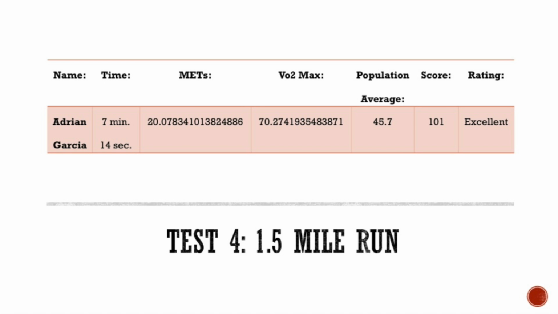The last test that I gave my subject was the 1.5 mile run, and in all of the ratings, he scored excellent with a 7-minute and 14-second time. The reason why I chose the 1.5 mile run was to test their aerobic fitness and endurance, and that is the need for high intensity for the game. In the next few slides, we will talk about how to improve his test 3 40-yard speed test.